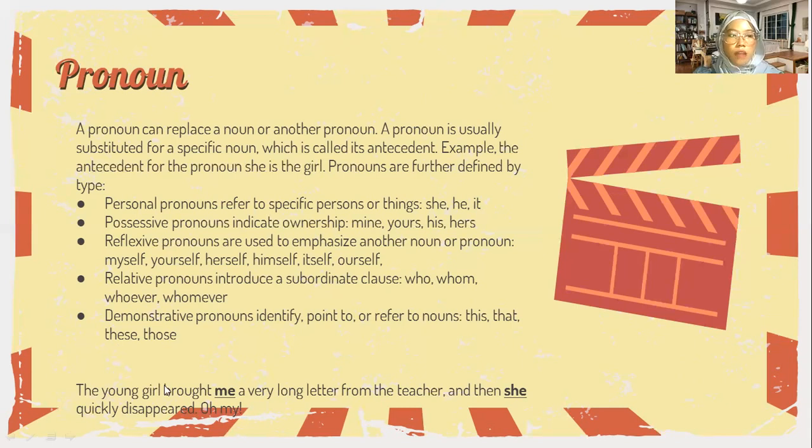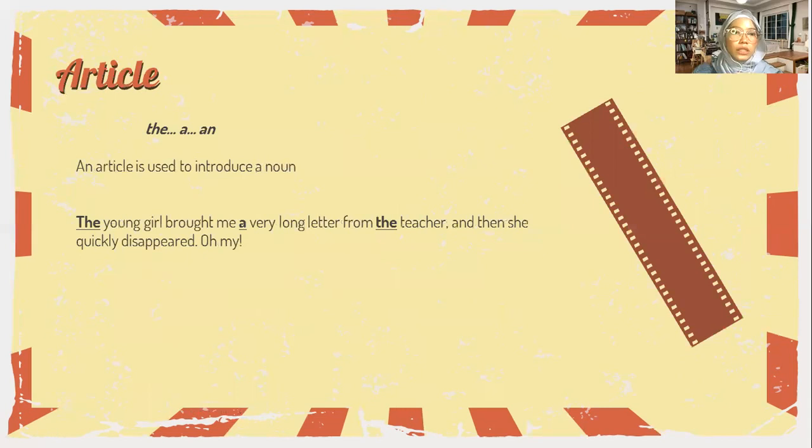Next is article. An article is used to introduce nouns. Articles are the, a, and an. In this sentence, the articles are the in the young girl, a in a very long letter, and the in from the teacher. See how the article here is used to introduce a noun.